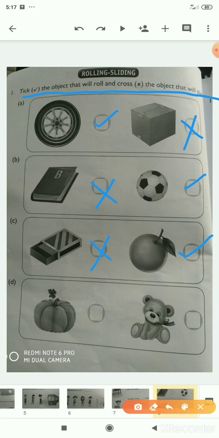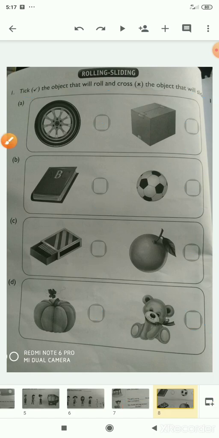Now the last, that is a pumpkin and a teddy bear, which is a soft toy. So which is circle in shape? That is the pumpkin. So we have to tick the pumpkin and cross the teddy bear. Okay children, so you can understand that mostly things which are circle in shape can roll.